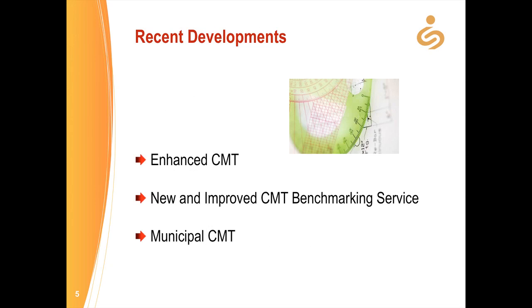So, what have we been doing recently? We've updated the CMT and we'll be launching the revised version called the Enhanced CMT early next year. We have introduced significant changes to our benchmarking service, and we are now developing a version of the CMT designed specifically for municipal governments. It will be called Municipal CMT, and I should also note that this is a joint project of the ICCS and OMBI, the Ontario Municipal Benchmarking Initiative. So I will now discuss these developments in greater detail.